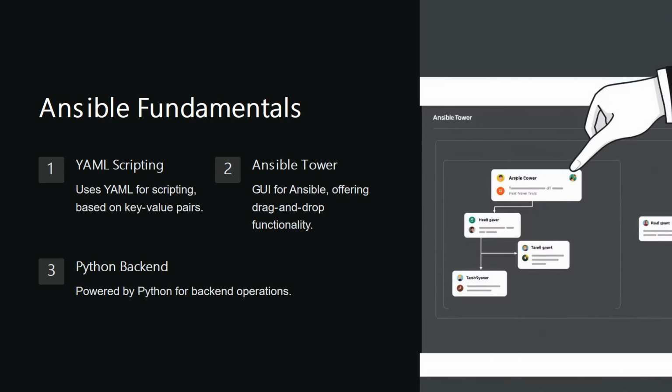What are Ansible fundamentals? In Ansible, I am going to automate tasks with the help of YAML scripting. Here you just need to understand YAML scripting. What do you mean by YAML? YAML stands for Yet Another Markup Language. It is one of the scripting languages used to automate tasks. And on what basis does it run? It is based on key value pairs. What do you mean by key value pair?